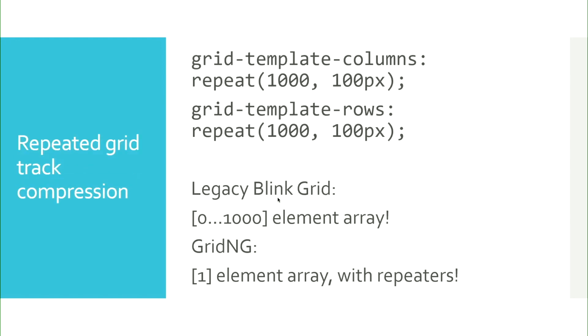Repeated track compression is really interesting. The grid syntax allows you to ask tracks to repeat. In this case, we have 1,000 rows of 100 pixels and 1,000 columns of 100 pixels. The legacy Blink grid would expand these out upon style definition, and you'd end up with a 1,000 element array in each dimension, which is a massive, massive amount of memory. But for GridNG, we actually store the number of repeats in the track definitions, and so we only have a 1 element array for each dimension here.